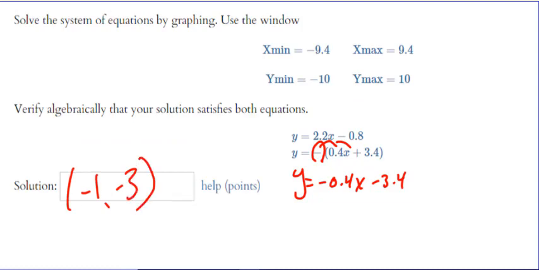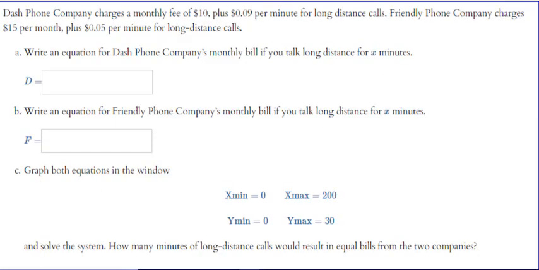Now, let's look at another one. On this one, we've got to get the equations from the word problem. So let's look at the word problem. Dash Phone Company charges a monthly fee of $10 plus 9 cents per minute. So we're going to write that. So it's 0.09x plus 10. If I don't use any minutes, it's still going to cost me $10. That's what we call the y-intercept. And then dollars per minute, that's your rate of change or your slope. So that's why that one.